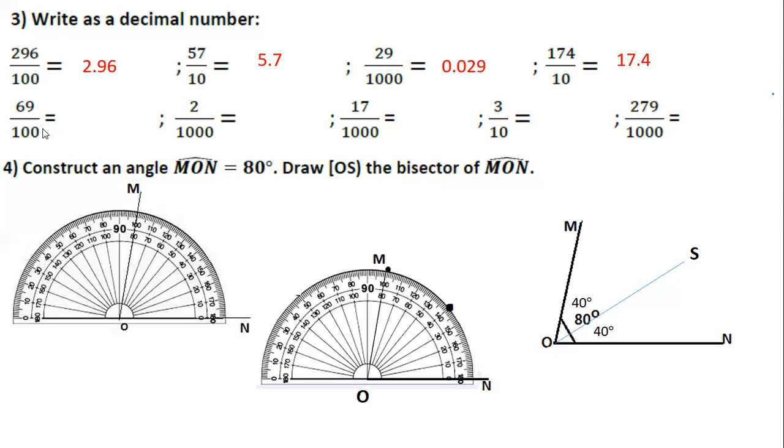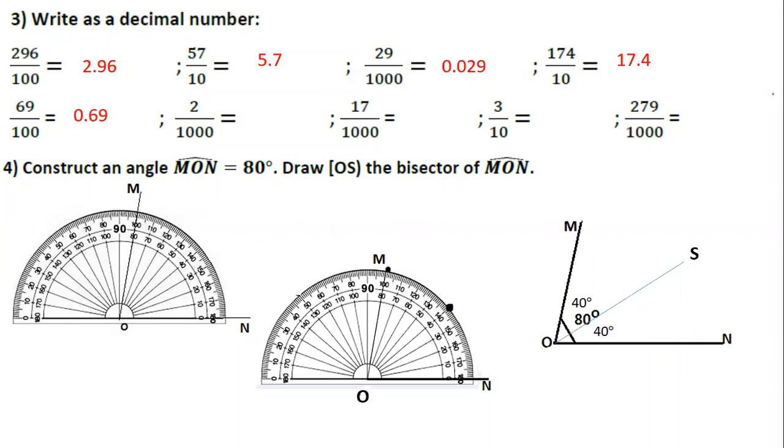Guys, now I want please Abdullah. Yes, Abdullah, 69 over 100. Change it to a decimal number, please. 0.69. Okay. Now I have 2 over 1,000. I want, please, whom didn't I pick? Leia Dabul, 2 over 1,000. Please change it to a decimal number.